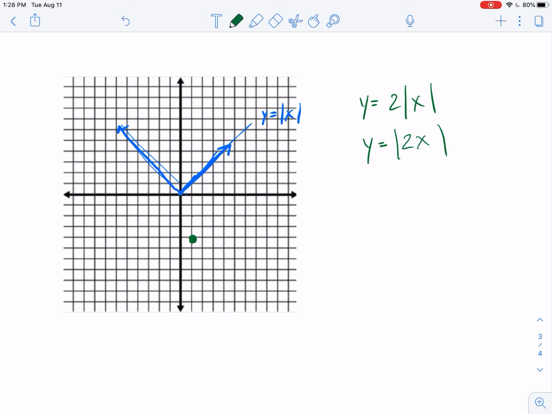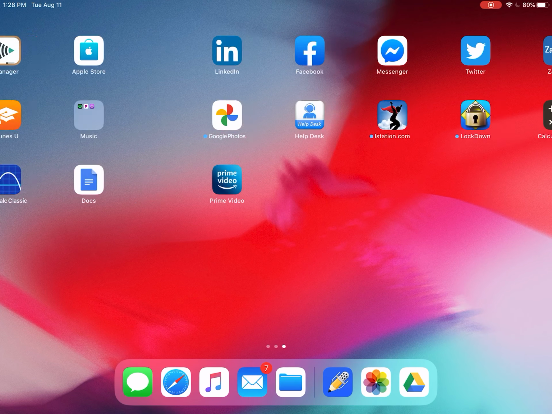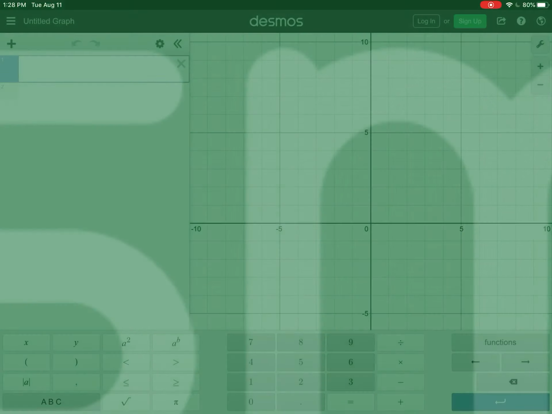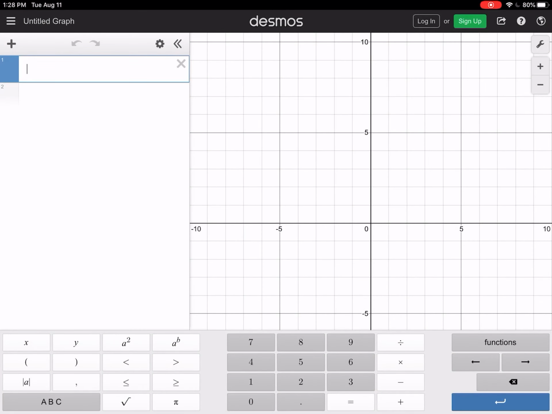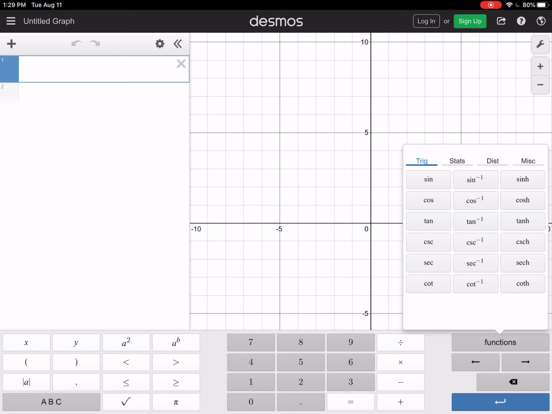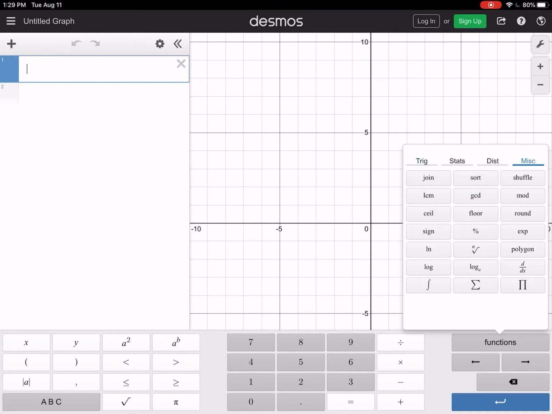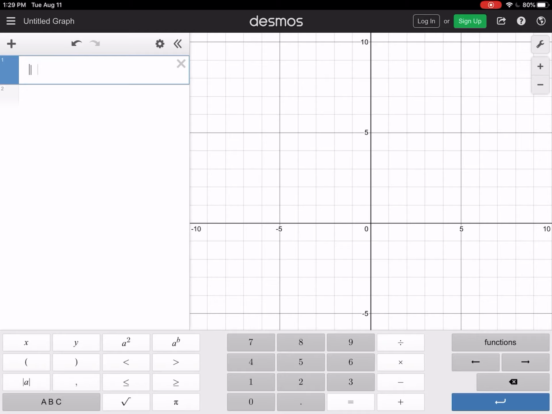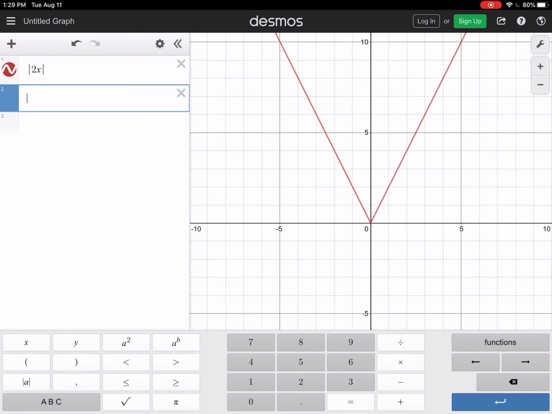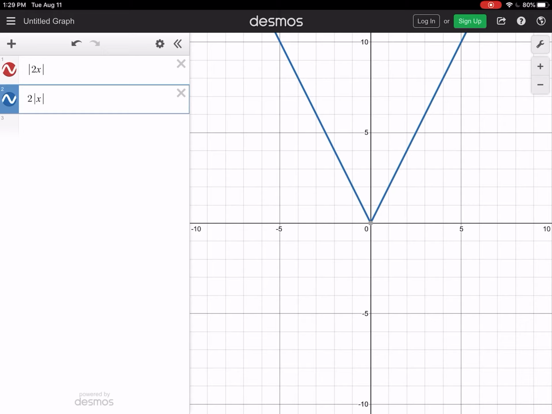If I go to Desmos, you know what? There it is. If I do that, functions, it's miscellaneous. Do you see absolute value? Oh, there it is. Okay, absolute value of 2x versus 2 times absolute value of x. Notice I can turn this one on and off. These are exactly the same. Be careful. This doesn't work for everything.